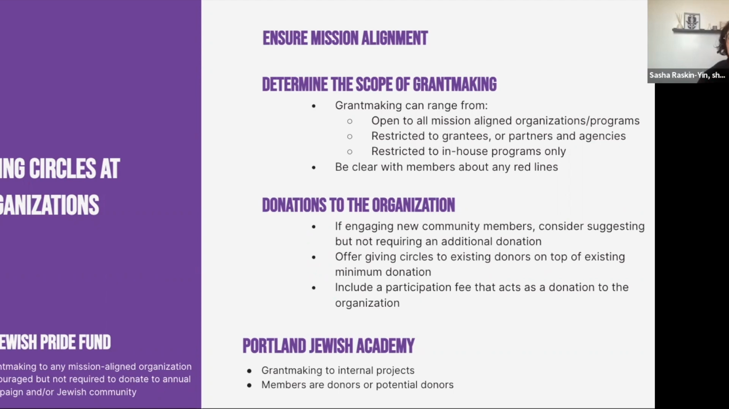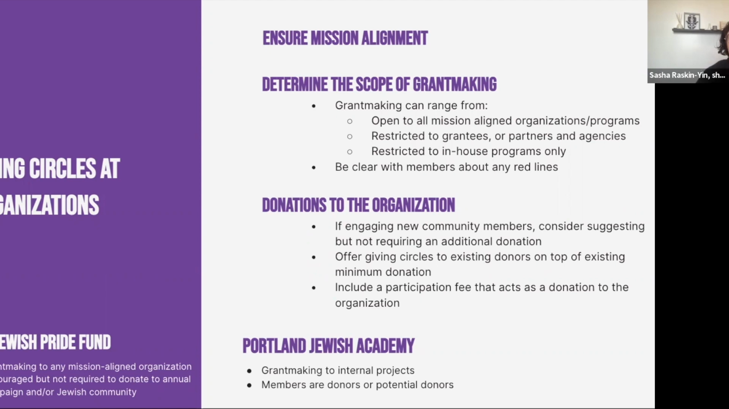Grant-making can range from any mission-aligned organization or program, which is, for example, the model of the Jewish Pride Fund, to existing grantees or partners, or even be limited to in-house programs only, as is the model for the Portland Jewish Academy's Giving Circle. Whatever your approach, be clear with your participants what the parameters are, and whether there are any red lines that they should not cross.